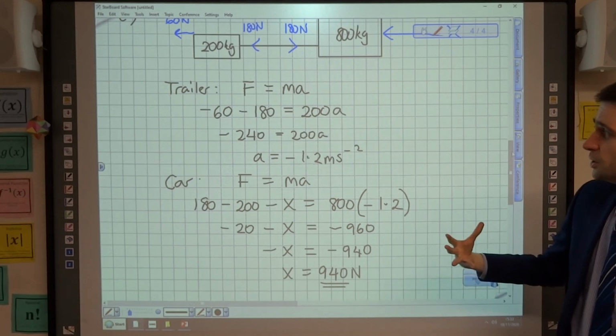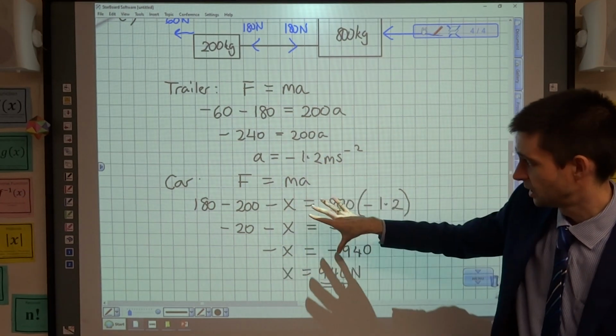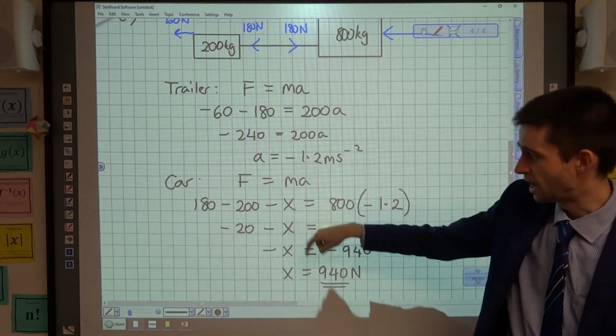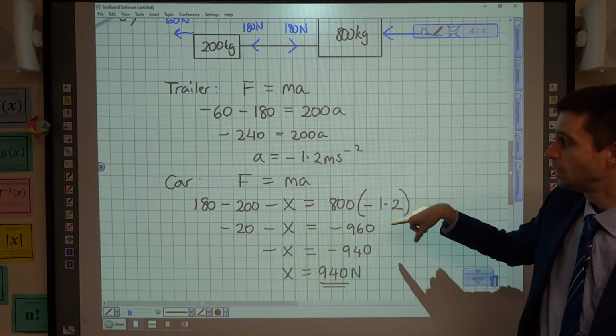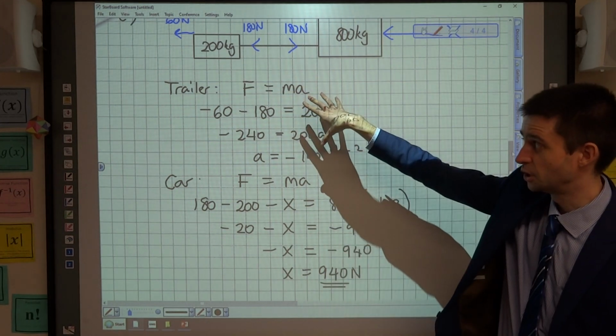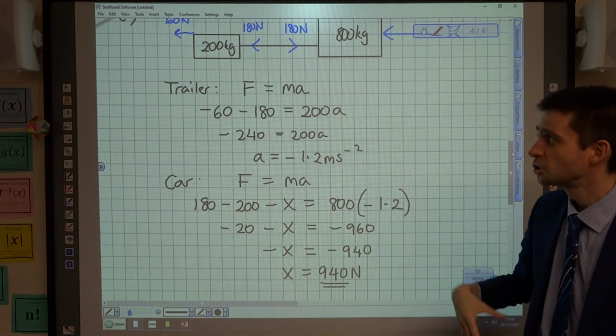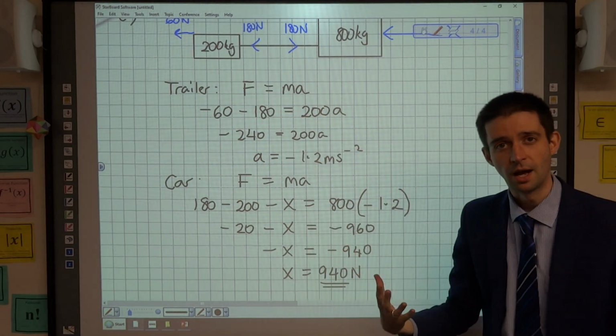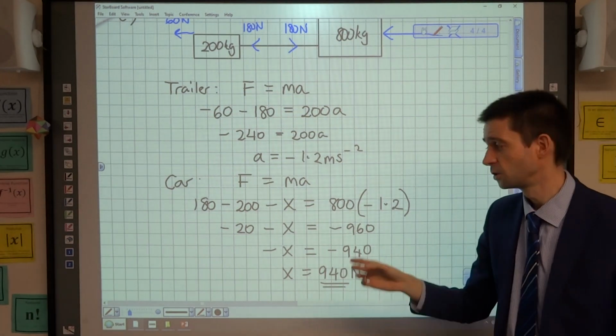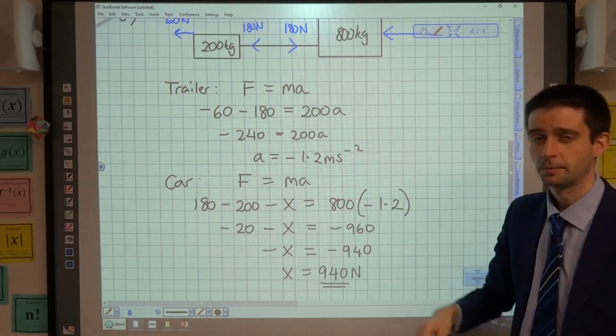Now, if you're in a situation where you did this first, all that would happen is you wouldn't have known x and you wouldn't have known A. So you pause, and then you do just the trailer to find A, and then you put that information in here. So if you start off with the wrong equation, it doesn't matter as long as you realise what you need and then set up another one to find it.